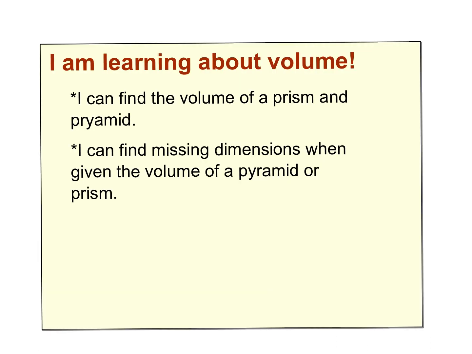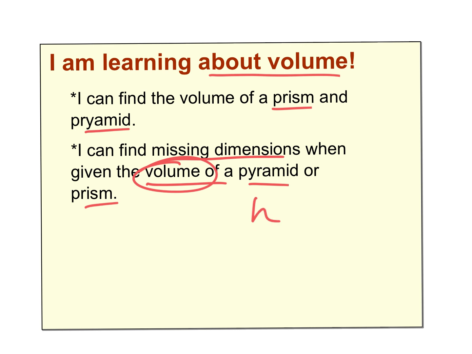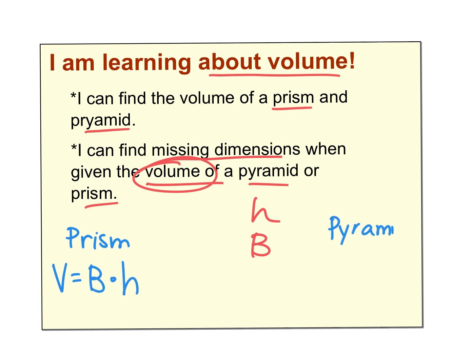Our learning goal for today is we're still learning about volume, and we're still going to be able to find the volume of a prism and a pyramid, but today we're going to find missing dimensions when I'm given the volume of a pyramid or prism. So today I'm going to give you the volume. You're going to have to find me the height or the area of the base. So before we get going, let's just do a quick refresher. If I have a prism, remember, here's my formula. Area of the base times the height. If I have a pyramid, which comes to a point, my volume is the area of the base times the height, and I divide by 3.